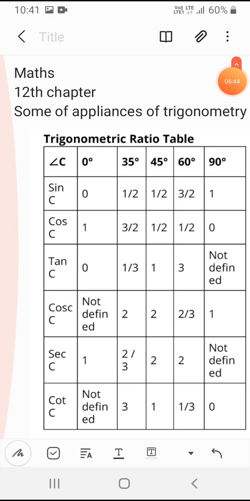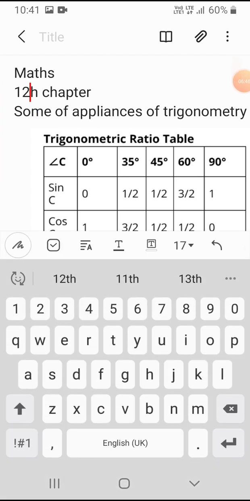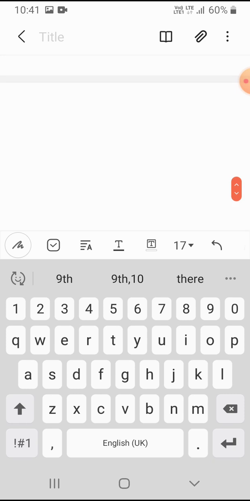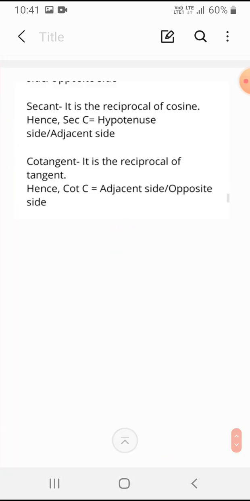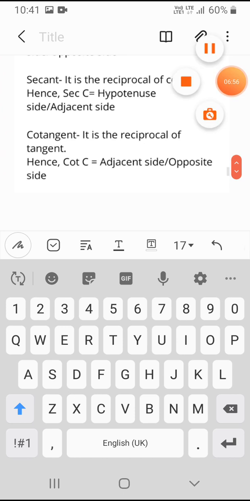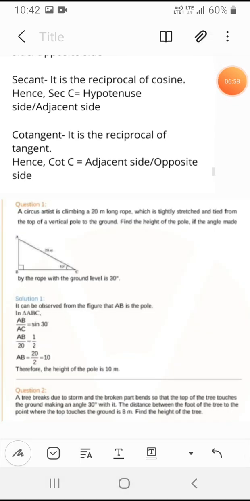Sorry, by mistake I have written 12; this is the 9th chapter. So let's come to exercise 9.1, first question. Let's see what they have given. They have given that a circus artist is climbing a 20-meter long rope. So this is a 20-meter long rope AC.